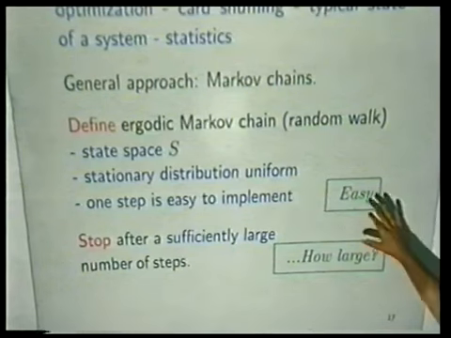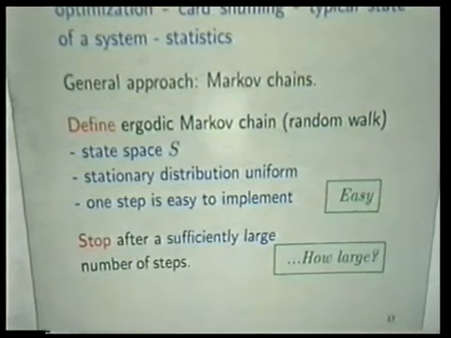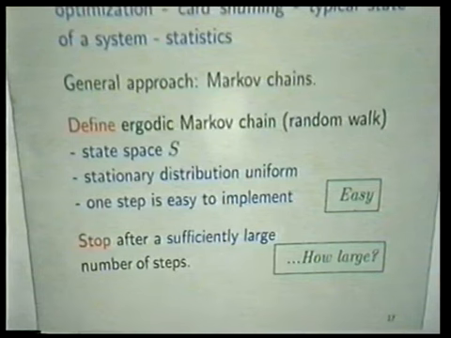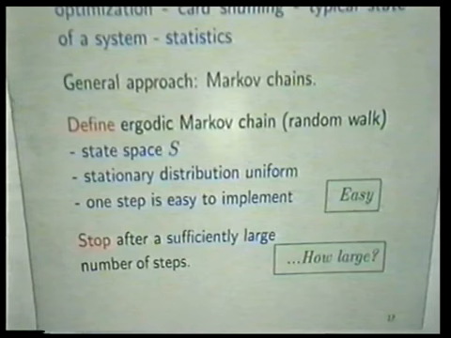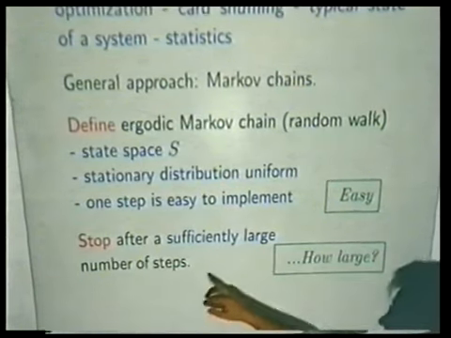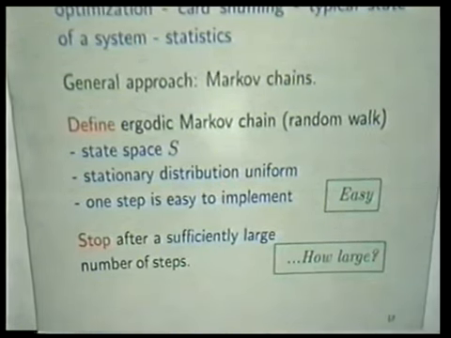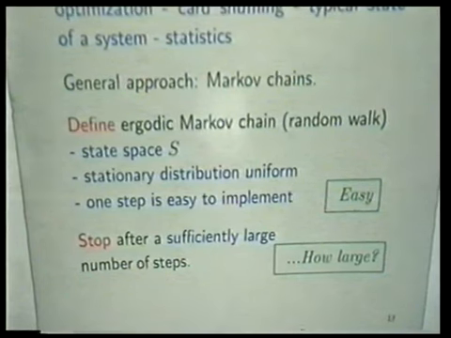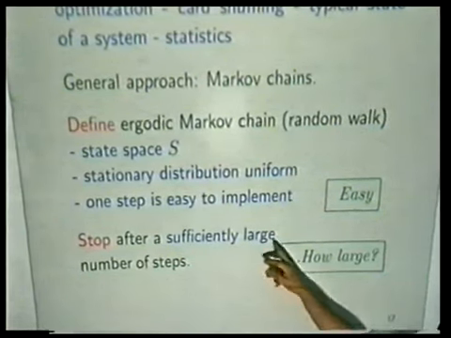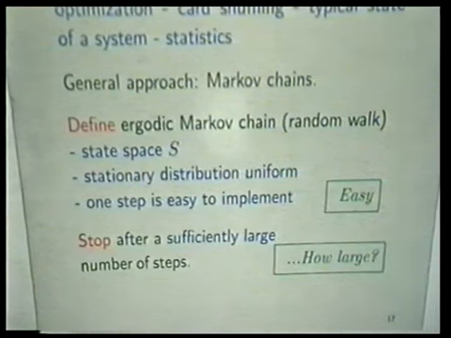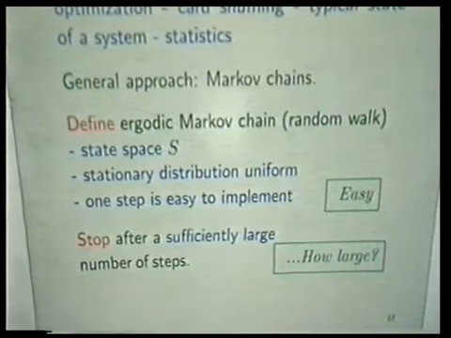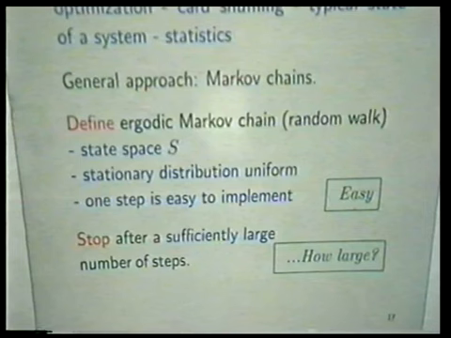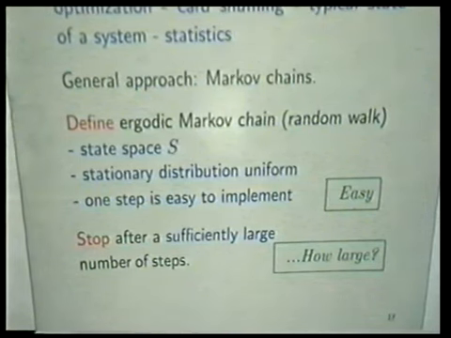Now that part is usually easy. There's usually some natural or at least not terribly complicated way of setting up this Markov chain. And now if you stop after a sufficiently large number of steps, then you will be approximately uniform. Now the question is, how large is sufficiently large? At first, one would think that you have to do this maybe as long as the number of nodes in the graph or something like that, because you want to get everywhere after all. But actually it's much, much less.